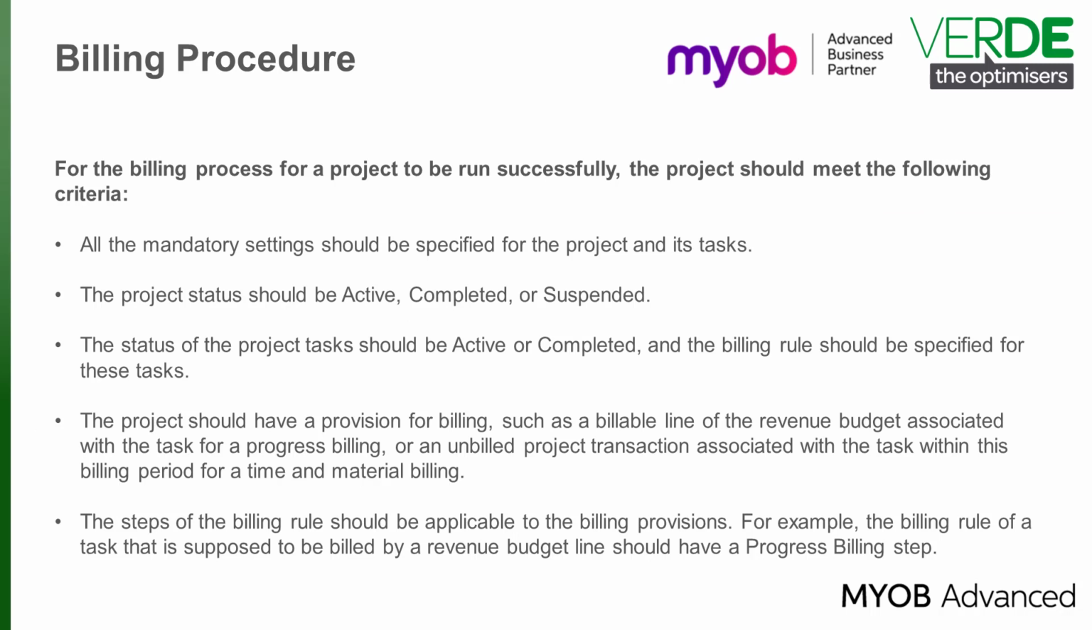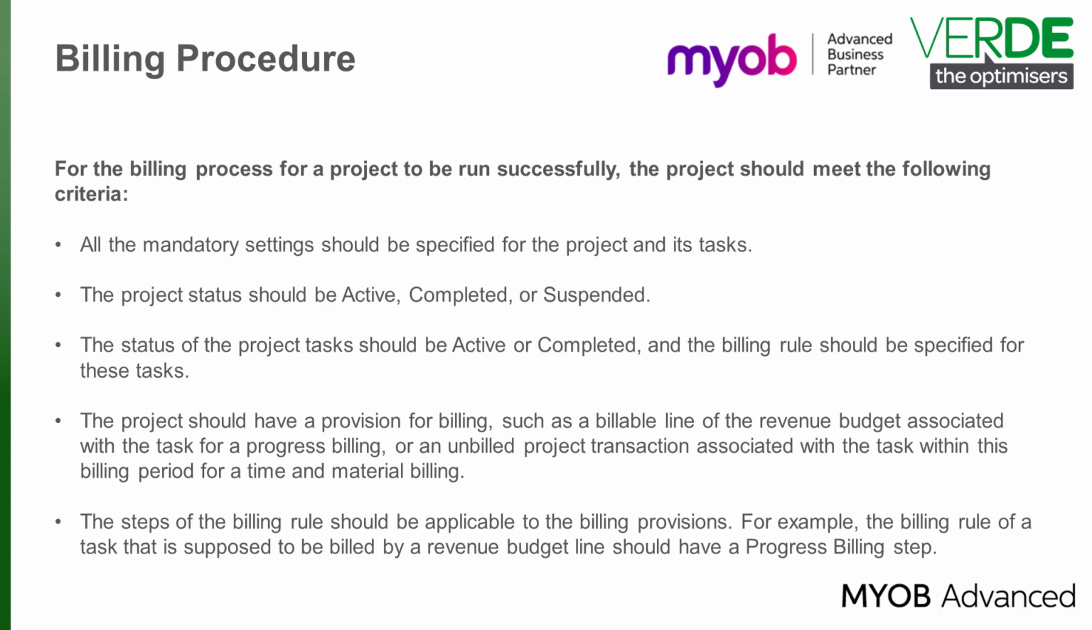The billing procedure in MYOB Advanced is straightforward and depends on the type of a step of the billing rule, which is specified for a project task on the Tasks tab of the Projects form. For the progress billing steps of the billing rules of project tasks, the system generates an invoice with the billable project revenue, meaning the revenue budget lines with a non-zero pending invoice amount listed on the Revenue Budget tab of the Projects form.